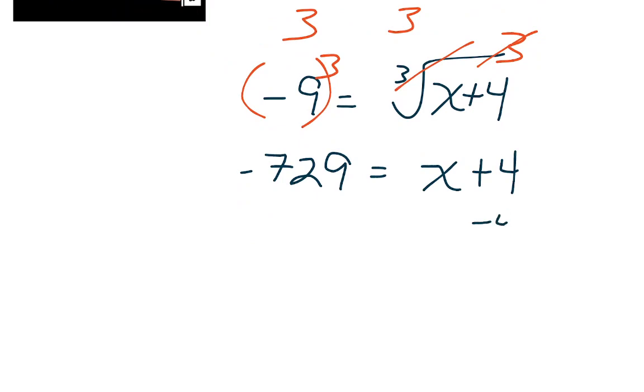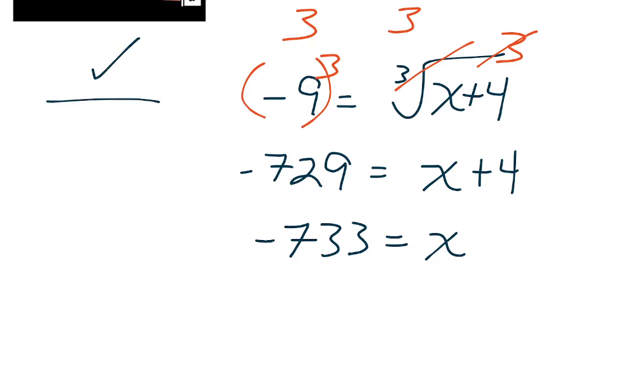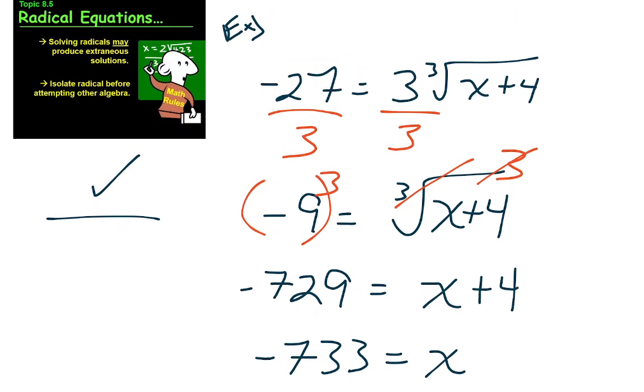So if I subtract 4, we don't really need to show that, do we? We get negative 733. Or do we? Or do we means that you need to check the answer. When you check the answer, you want to plug it back into the original problem. Oops, the original problem is the one with the negative 27.